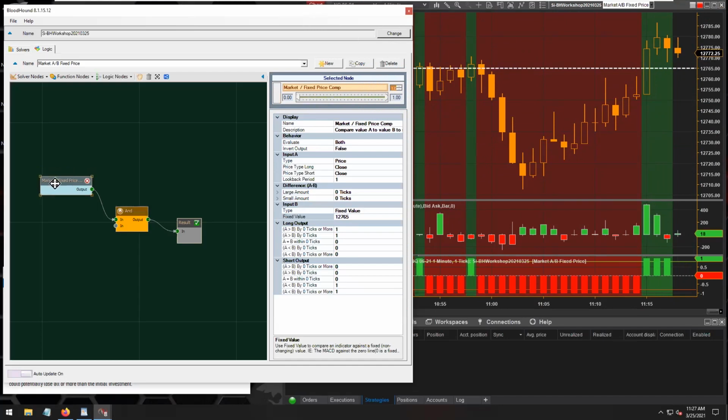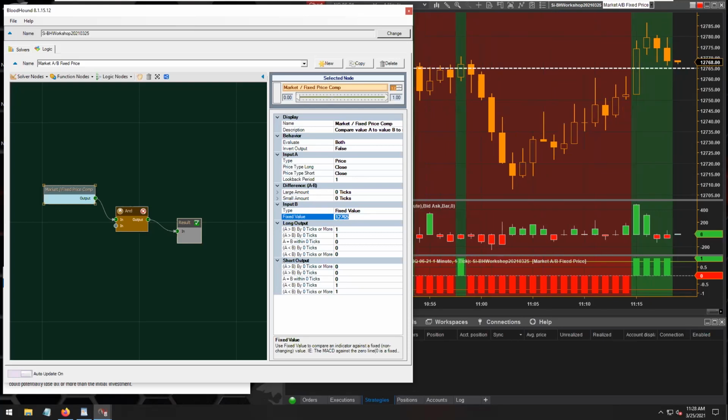So again, pretty simple to do. I just took input B on my comparison solver and set the type to fixed value. Then just type in whatever your daily value is for that day. You just have to go in there in the morning every day and adjust your price on that solver, and you're done. George says, what if he wants to use an array line instead of a fixed price?